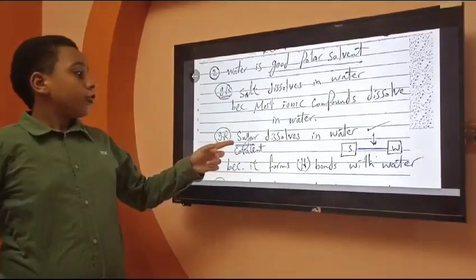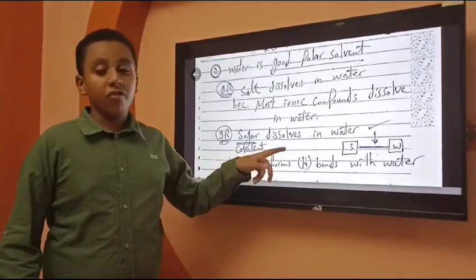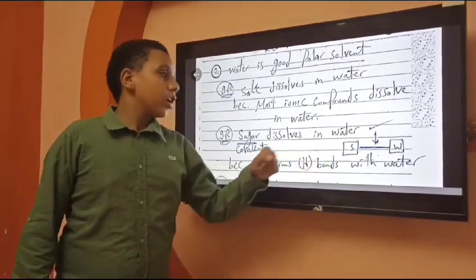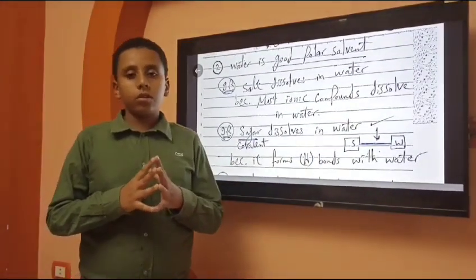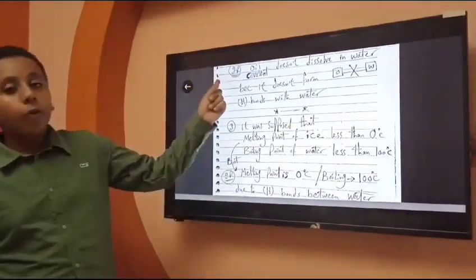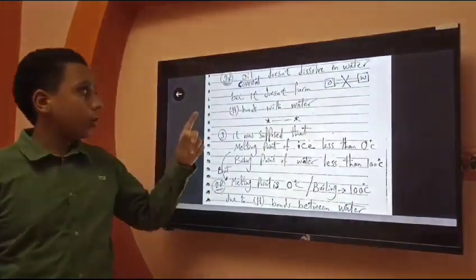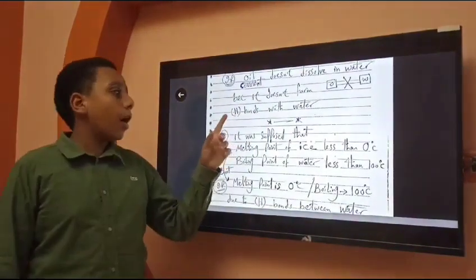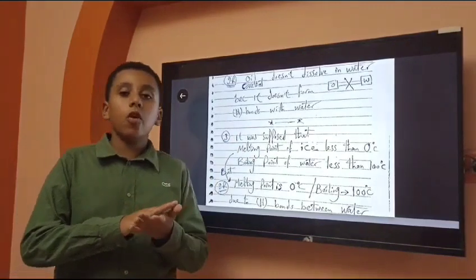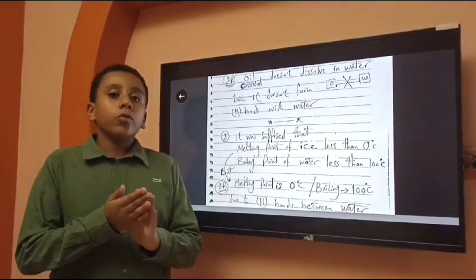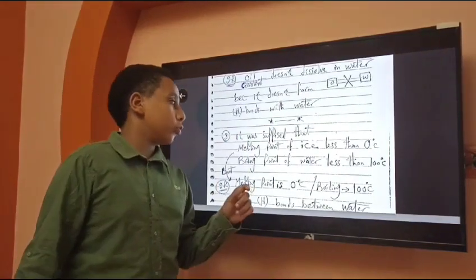Give reason: why does sugar, a covalent compound, dissolve in water? Because it forms hydrogen bonds with water. Now we are talking about why oil doesn't dissolve in water. Because it doesn't form hydrogen bonds with water, but sugar can form hydrogen bonds with water.